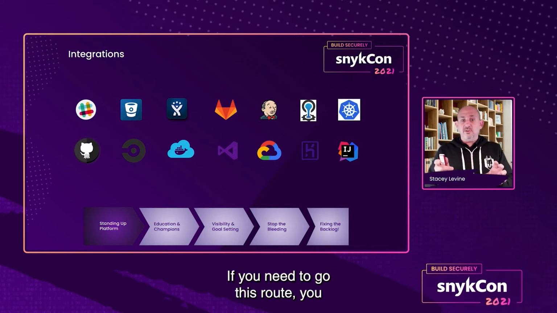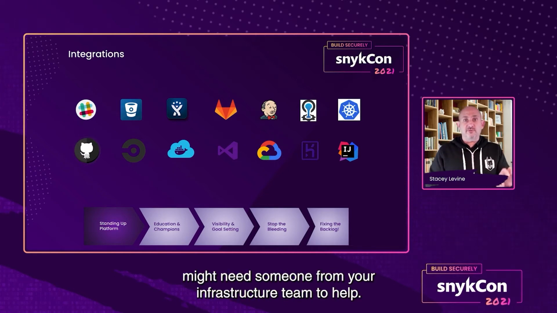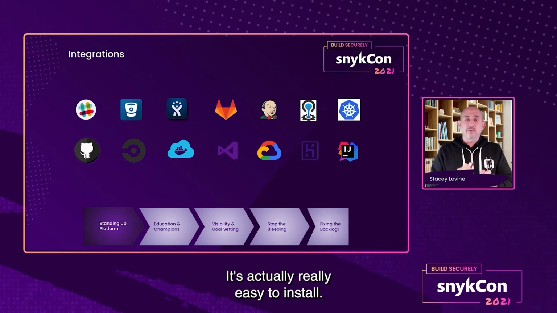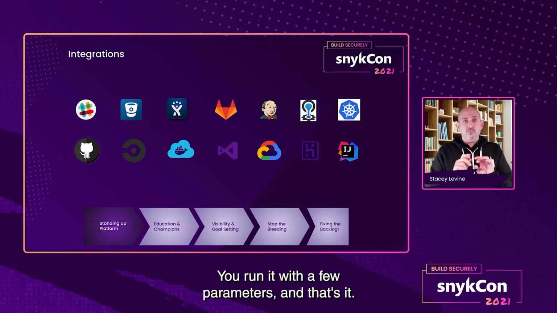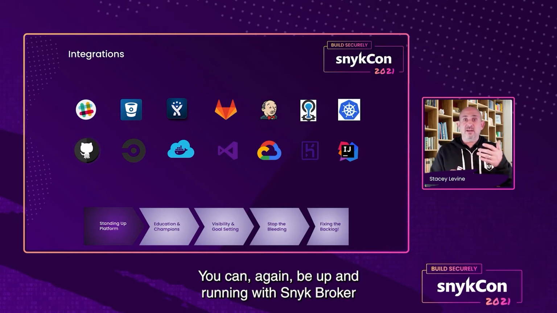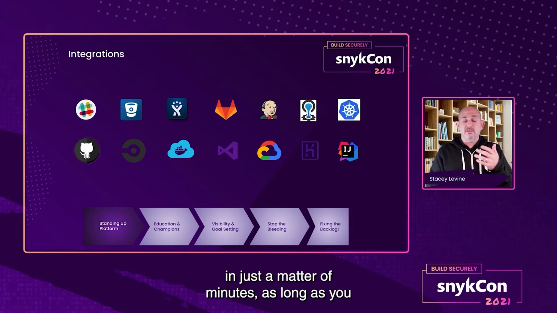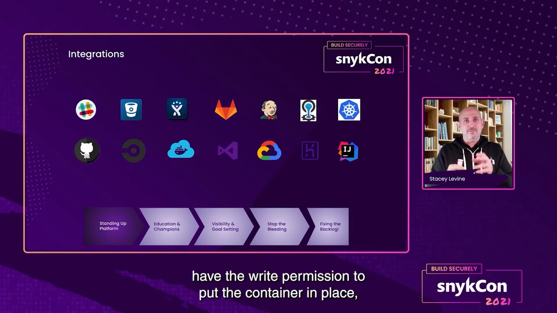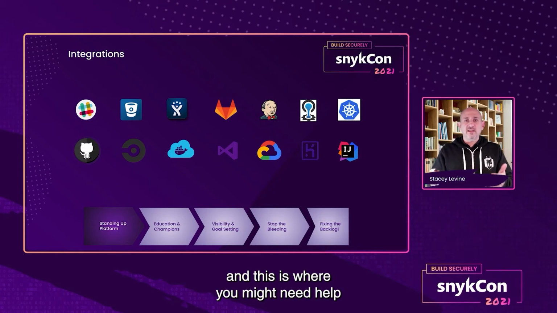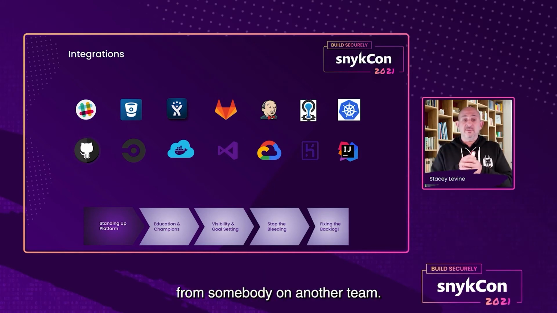If you need to go this route, you might need someone from your infrastructure team to help. It's actually really easy to install. You download the Docker container, you run it with a few parameters, and that's it. You can, again, be up and running with Snyk Broker in just a matter of minutes, as long as you have the right permission to put the container in place. And this is where you might need help from somebody on another team.